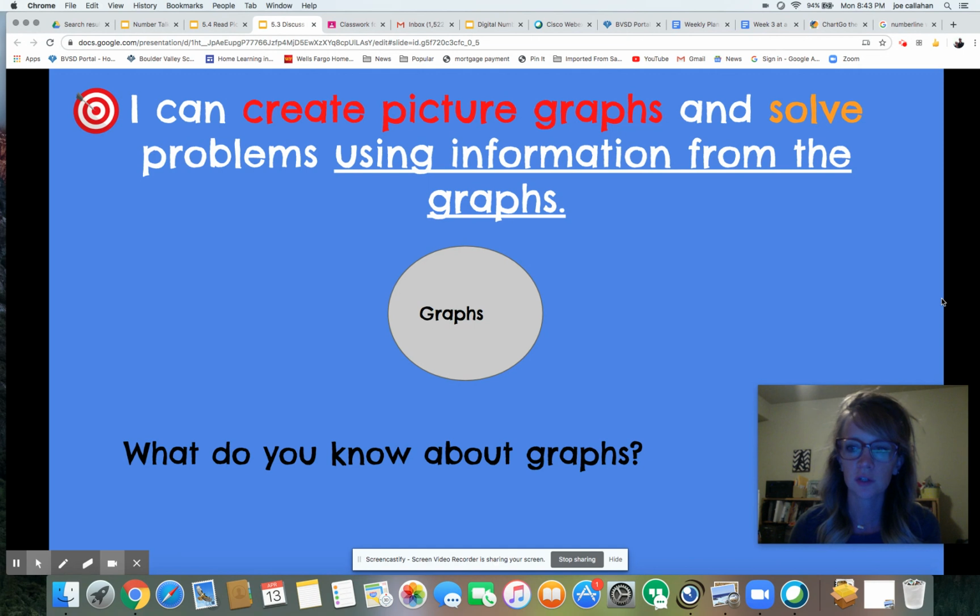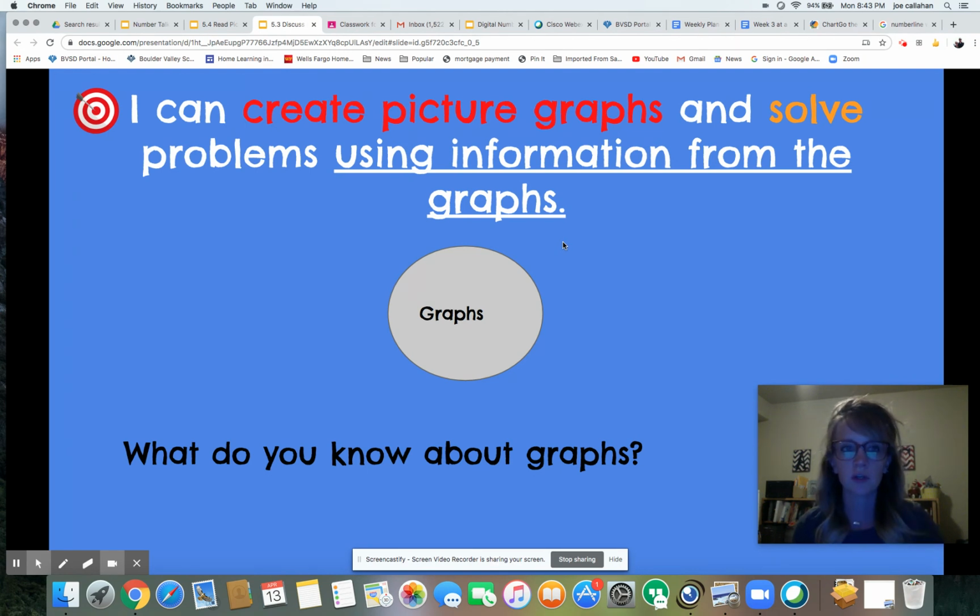Okay, here's our target for today. I can create picture graphs and solve problems using information from those graphs. So, Mavs, what are graphs and what are picture graphs, mathematicians? What do you already know about graphs?